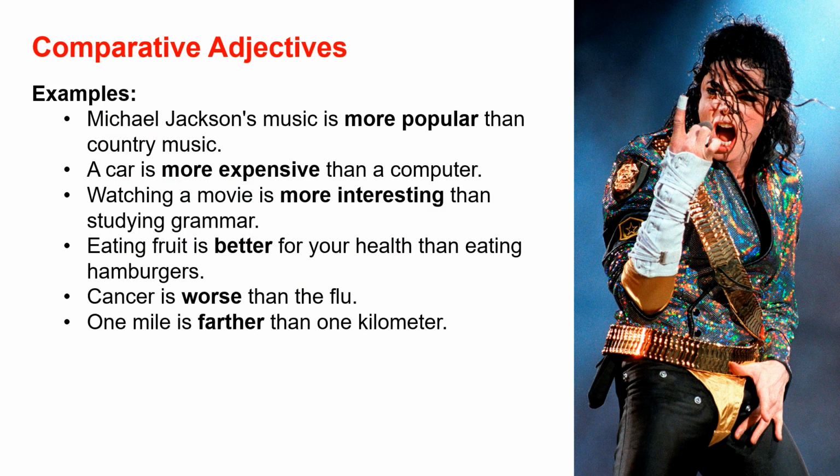Now we have more examples. Michael Jackson's music is more popular. So the adjective has more than two syllables. Usually we put more and then no change on popular. More popular than country music. A car is expensive, more expensive than a computer. You don't say expensiver. No, more expensive. And interesting, watching a movie is more interesting than studying grammar.